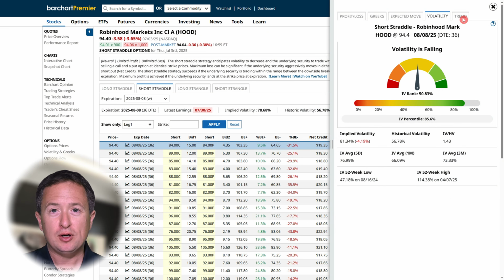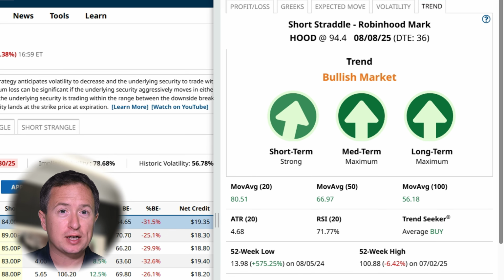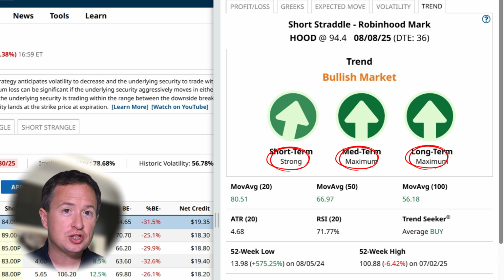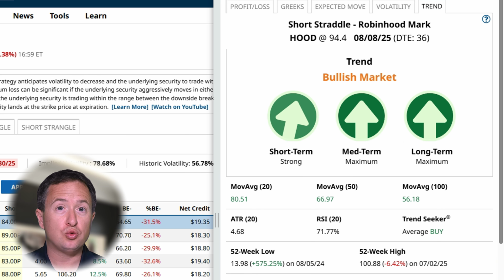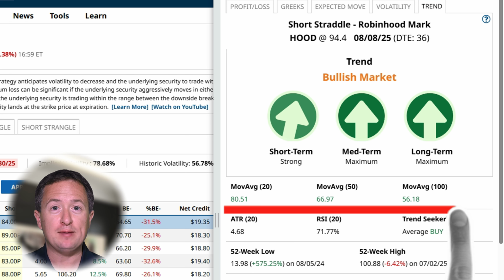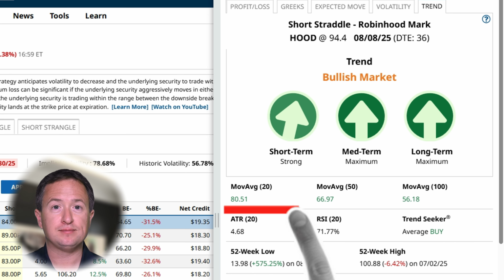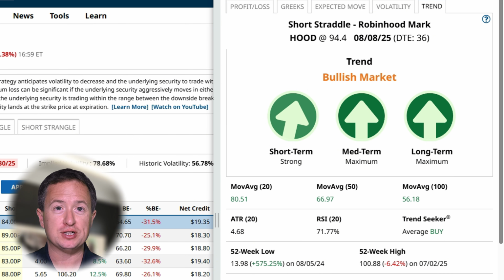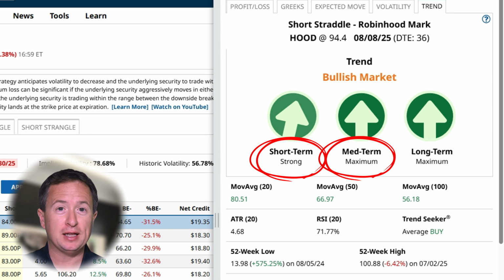Next is the Trend tab, where you can see stock momentum metrics across short, medium, and long time frames. It shows the stock's position relative to the 20, 50, and 100-day moving averages, or the MA. Buy ratings are based on moving averages, so this means that HOOD is trading well above its 20, 50, and 100-day moving averages. It also has a strong short-term trend and maximum trends across the medium and long term.